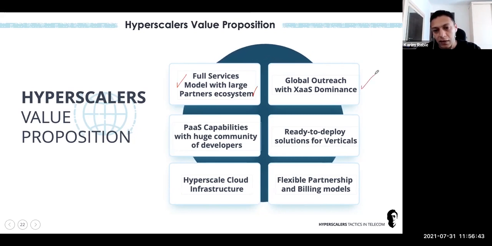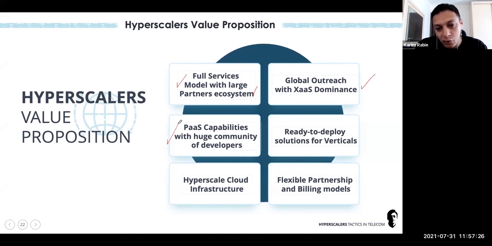The global outreach with anything-as-a-service dominance, they have a global sense of the service. For example, if you are an operator looking to offer not just a local service, but a service that can be provided to your enterprise in your country and in other countries, you can easily partner with a hyperscaler to make sure that the same service is provided in different regions or different countries. So this is something that makes hyperscalers consistent with the enterprises. They can give the same service to the enterprise branches around the world, which is something that CSPs unfortunately cannot do, or most of them cannot do.